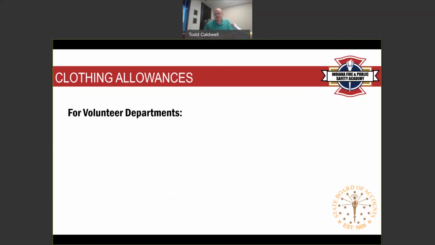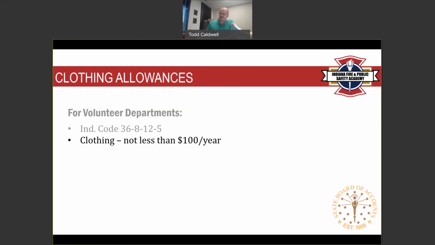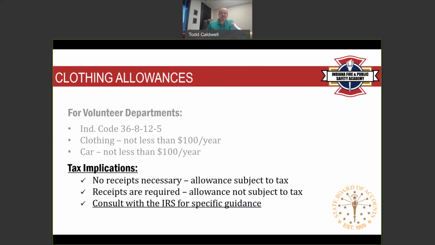For volunteer fire departments, Indiana Code 36-8-12-5 calls for clothing allowances of not less than $100 a year, and an automobile allowance of not less than $100 a year. Again, the tax implications are pretty much the same. No receipts necessary, it's subject to tax. If you have to turn in receipts, it's probably not subject to tax, but again, consult the IRS for specific guidance in that area.